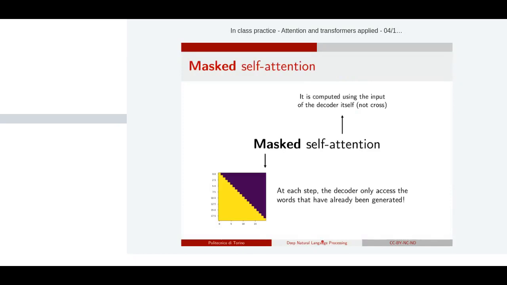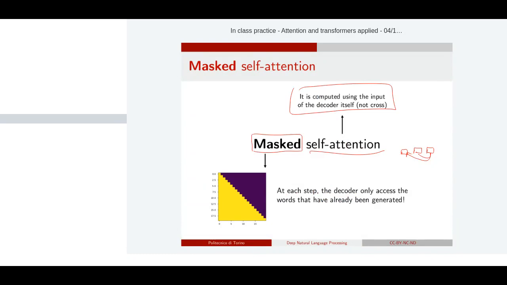This is why we call this masked self-attention, because we have a self-attention component. It means that it's computed using the input of the decoder itself, so it's similar to the encoder self-attention. We have the input of the decoder, and we use the self-attention mechanism to compute the attention. But we have it masked. It means that at each operation, I cannot pay attention to all the words in the sequence, but I can only pay attention to the words that have already been generated.